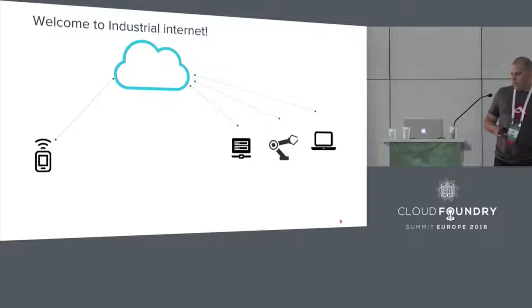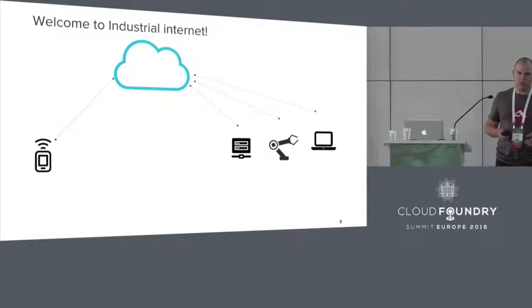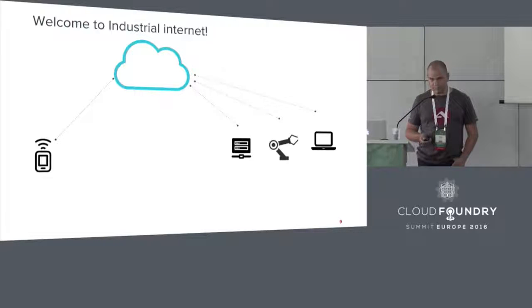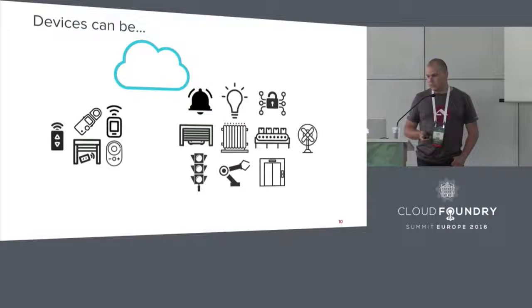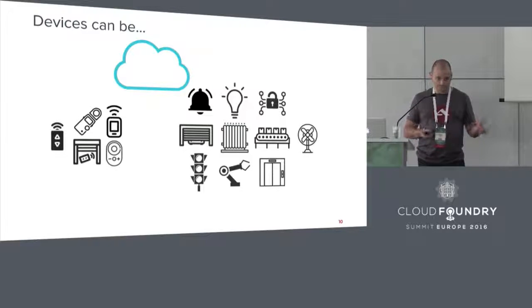So to start with, we often now speak about industrial internet, Internet of Things, Industry 4.0. What is it about? It's about the different devices that are connected to the cloud. And devices could be different. Some devices send their information to the cloud. Some get information from the cloud. There could be bidirectional devices.